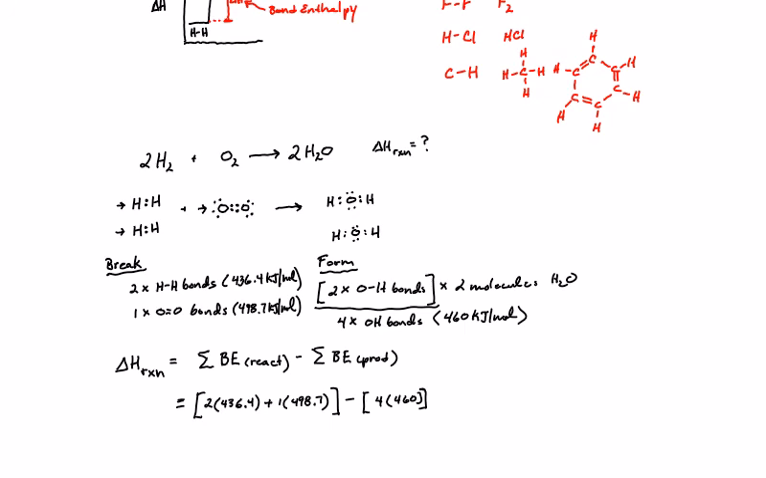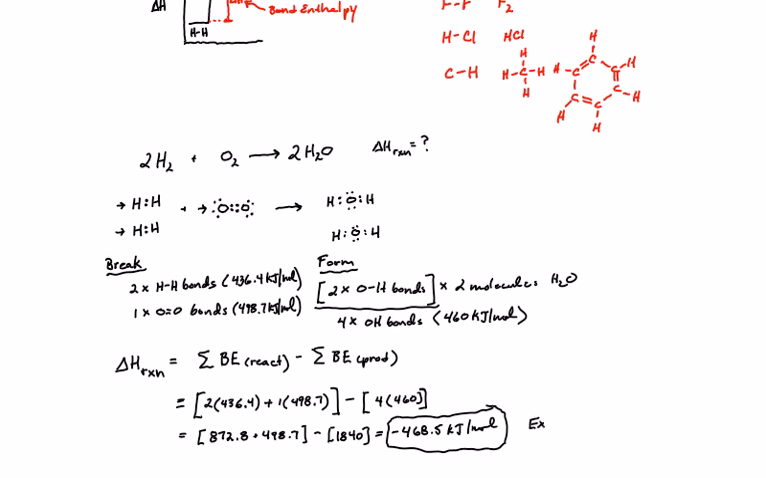Now all we have to do is run out this calculation. And what we wind up with here is negative 468.5 kilojoules per mole, telling us that the reaction is exothermic. Now, can we say for certain that we're dealing with exactly 468.5 kilojoules being released for every mole? Probably not, but it would be pretty darn close. And that's how we carry out these calculations.